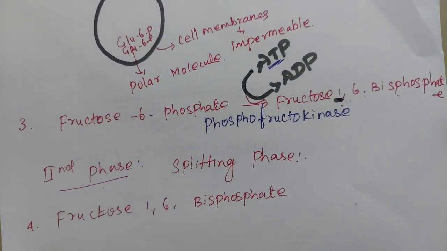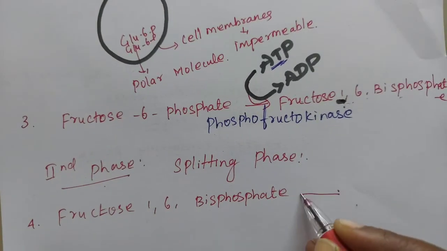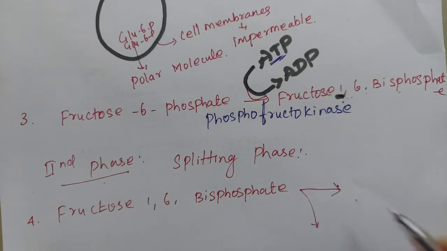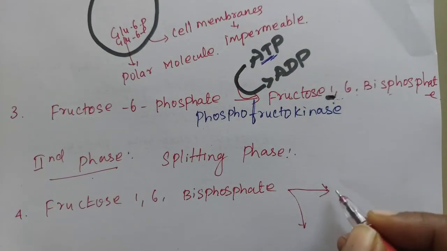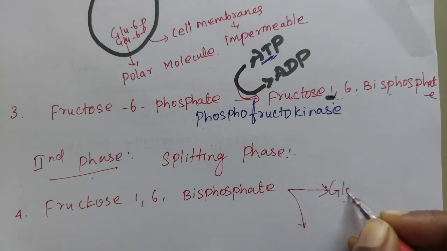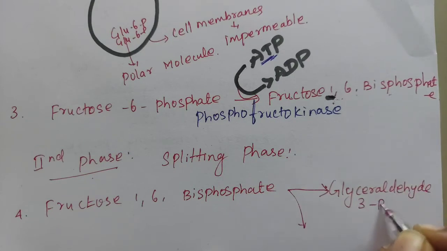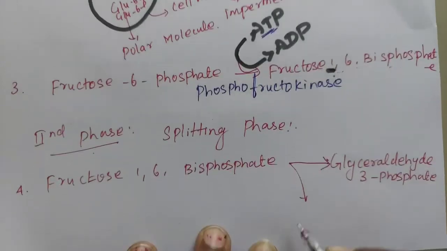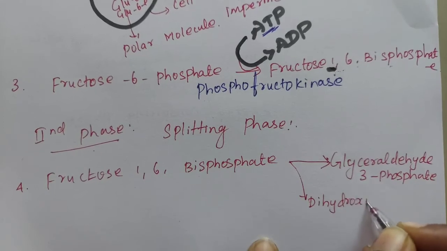Fructose 1,6-bisphosphate splits into two molecules. Those two molecules are 3-carbon compounds. The first 3-carbon compound is glyceraldehyde 3-phosphate. Another 3-carbon compound molecule is dihydroxyacetone phosphate.